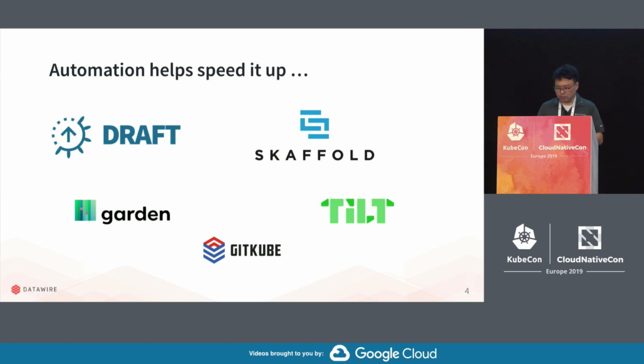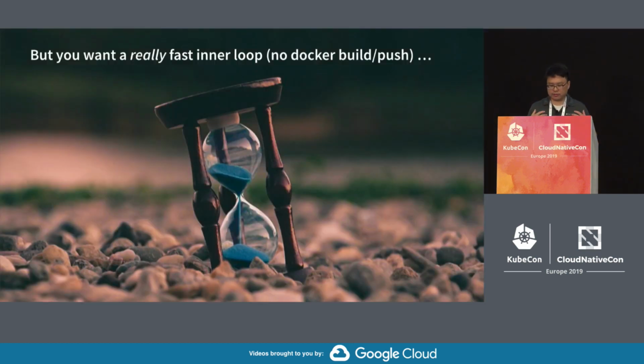And the challenge these tools face is that they still rely on this Docker build, Docker push thing. And as we just talked about in your inner loop, you want it to run as fast as humanly possible. And so there's an intrinsic limitation to how fast your development loop can run when you're using Draft or Scaffold or any of these other tools.